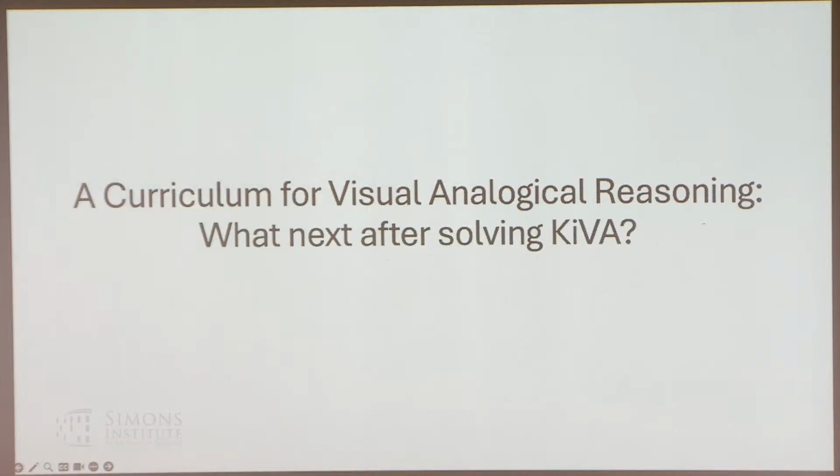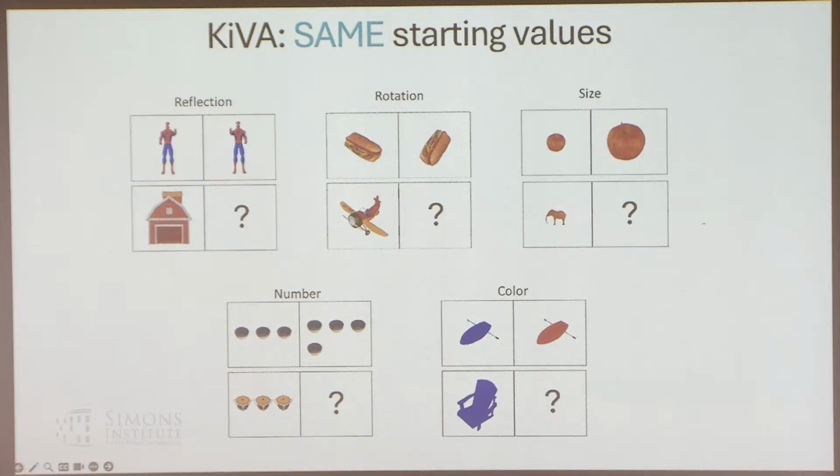But moving forward, even if the models solve KiVA, which is our kid-inspired visual analogies task, we have a curriculum ready for it. So what next can we do? Well, visual analogies are really hard. And so what we have here for KiVA is that things always start with the same input value. So if I have an upright object for reflection in training, they will also see an upright object at test. If I start with 3 objects for number, then at test they're also asked about 3 objects.